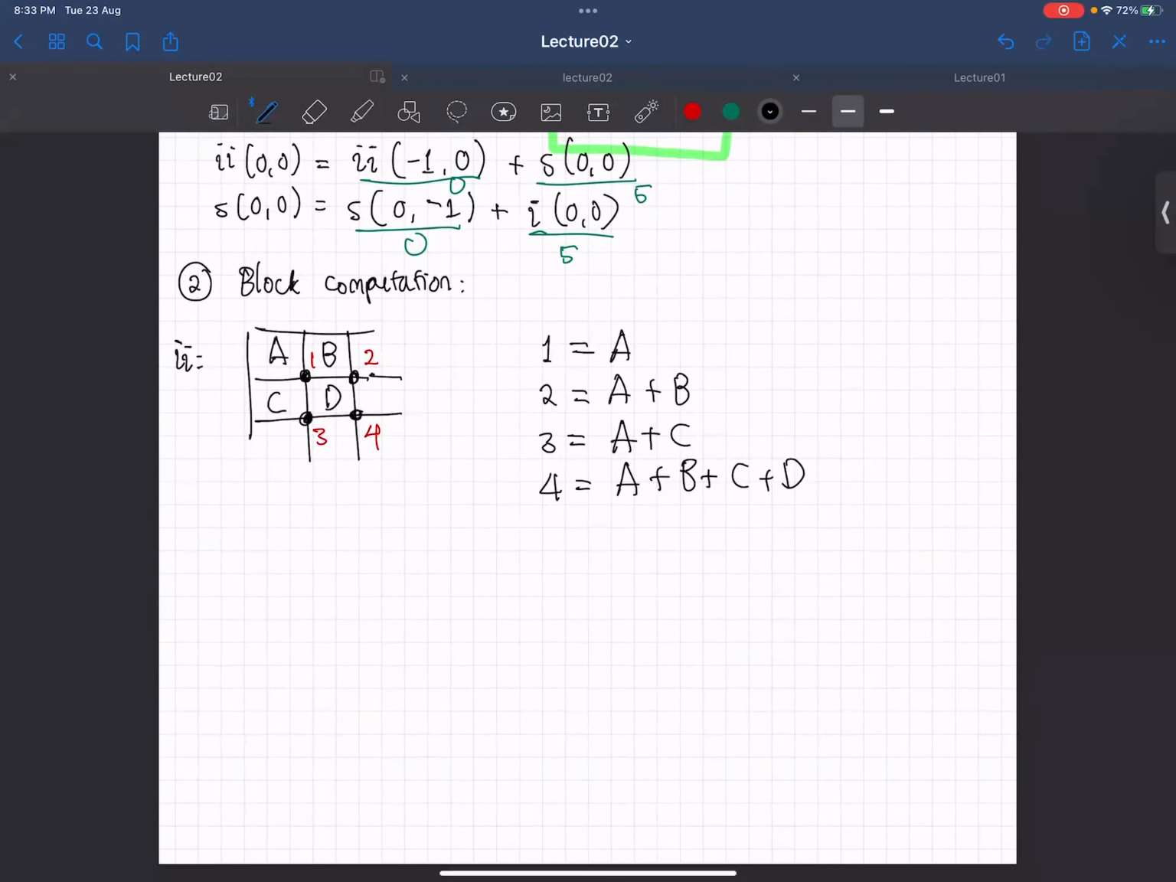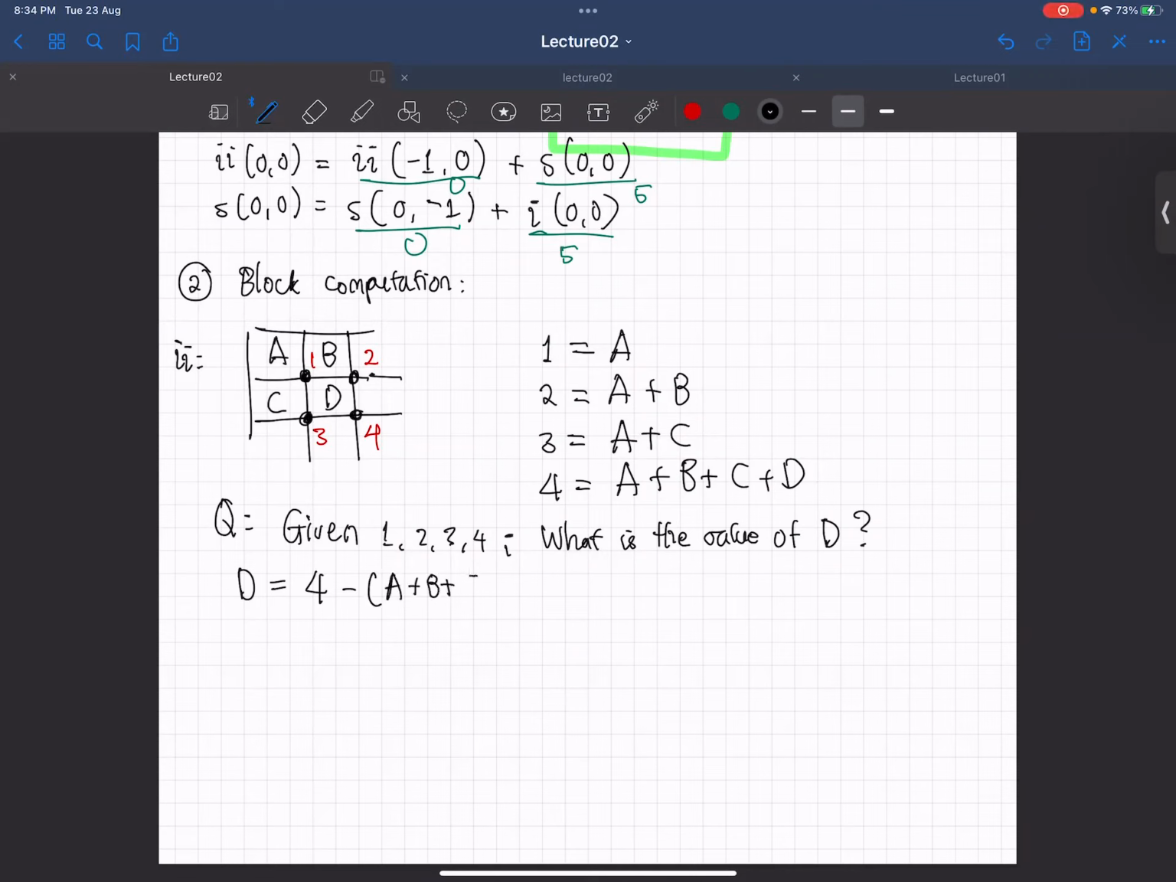Now, the question here: given the values of 1, 2, 3, 4, what is the value of D? You are given the values of 1, 2, 3, 4, and you can ask yourself what the value of D is. By definition, D equals node 4 minus (A plus B plus C).